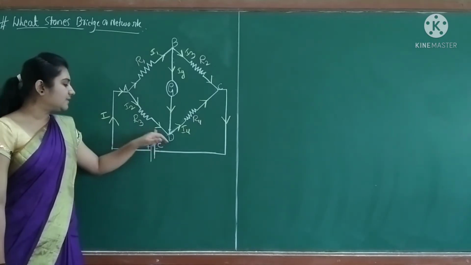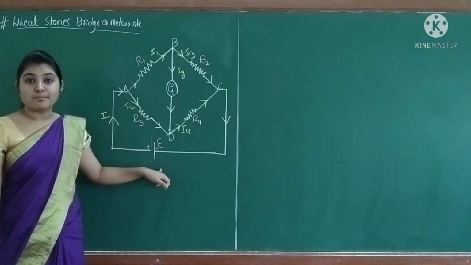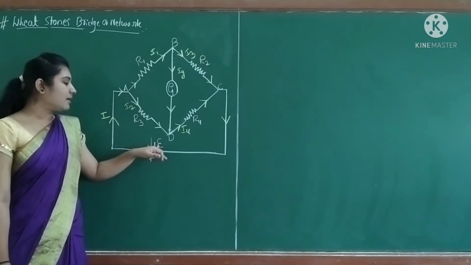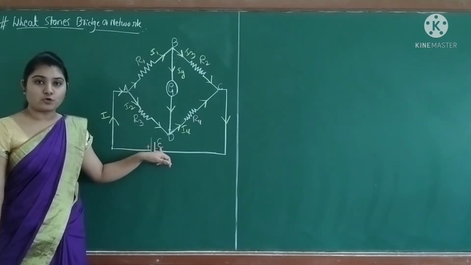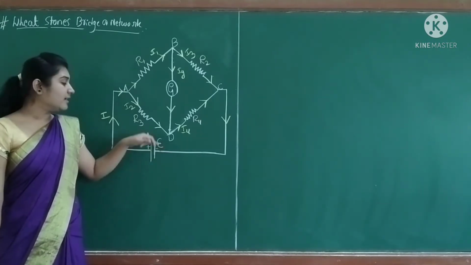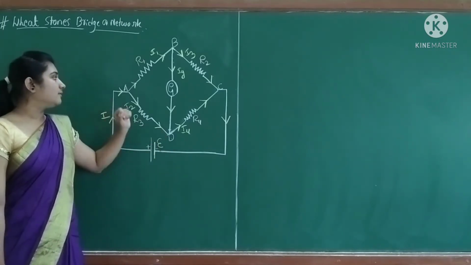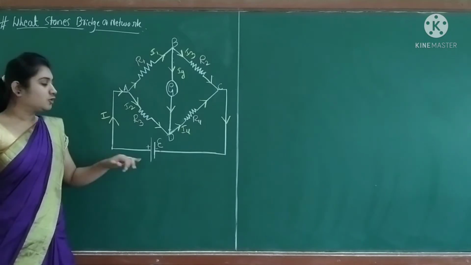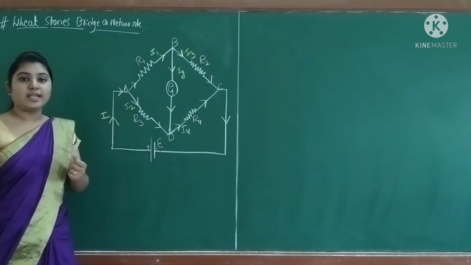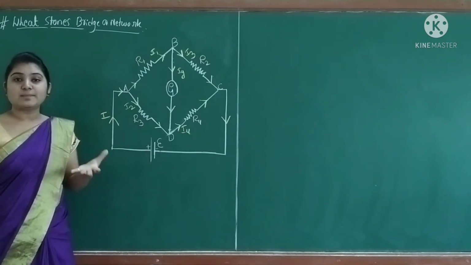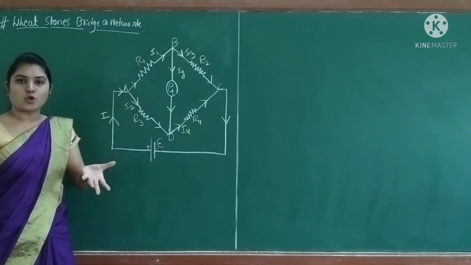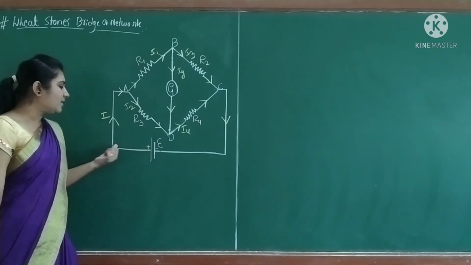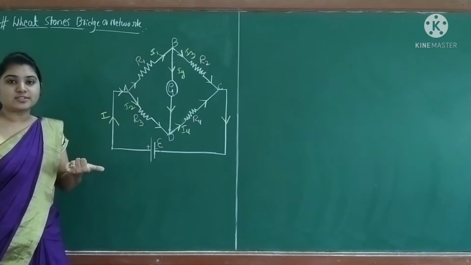This cell has an EMF, that is electromotive force, E, which I have written here. Since a cell is there, of course, we are supplying energy. For whom? Electrons. This is the wire. So in the wire, who will be present?